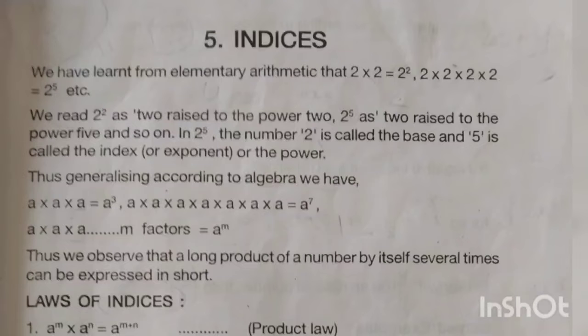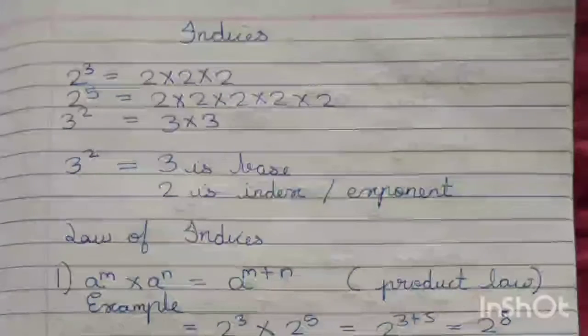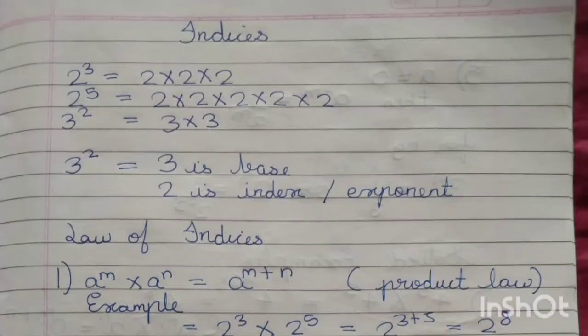Now we all know that 2 into 2 is 2 to the power 2. 2 into 2 into 2 into 2 into 2 will be 2 to the power 5. How many times you multiply the same number will come as the power of the base number. 2 to the power 3 will be 2 into 2 into 2. 2 to the power 5 will be 2 into 2 into 2 into 2 into 2, which means 2 multiplied 5 times. Same way, 3 to the power 2 will be 3 into 3.